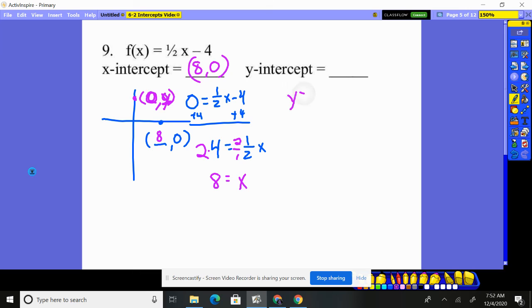So we have the equation y equals a half x minus 4. We know the x is a 0. 0 minus 4, negative 4. So the x is 0, and the y is negative 4.